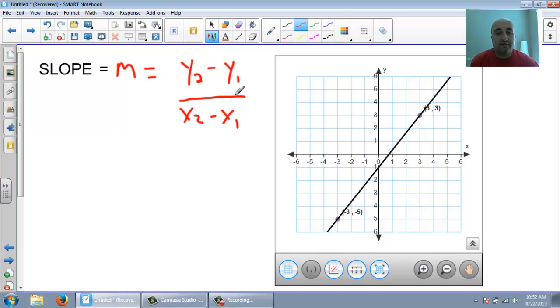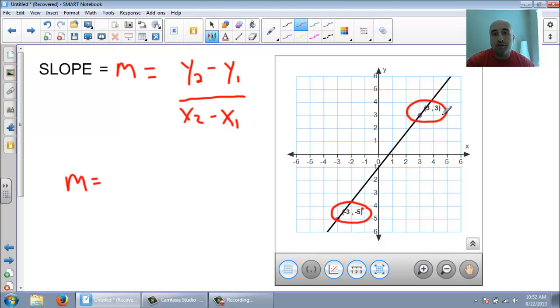So for instance, if we are looking at the graph to the right, we see that there are 2 points labeled. We have -3, -5, and 3, 3. Both of those points are on that line. So what we're going to do is use those 2 points to figure out the slope of this line by using our formula y2 minus y1 over x2 minus x1.